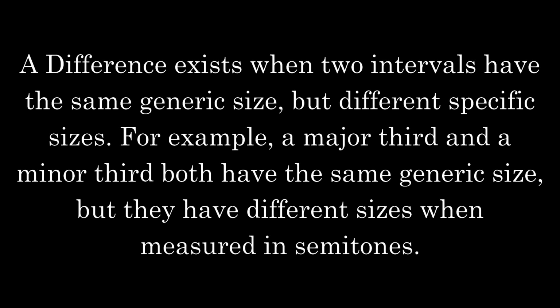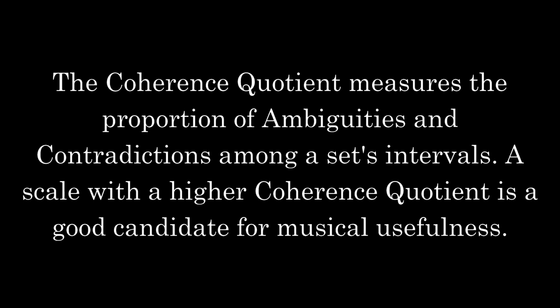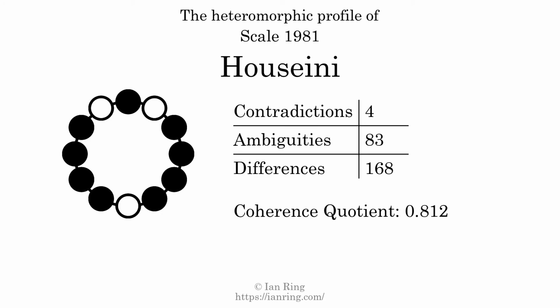A difference exists when 2 intervals have the same generic size, but different specific sizes. For example, a major third and a minor third both have the same generic size, but they have different sizes when measured in semitones. The number of differences in this scale is 168. The coherence quotient measures the proportion of ambiguities and contradictions among a set's intervals. A scale with a higher coherence quotient is a good candidate for musical usefulness. The coherence quotient is 0.812.